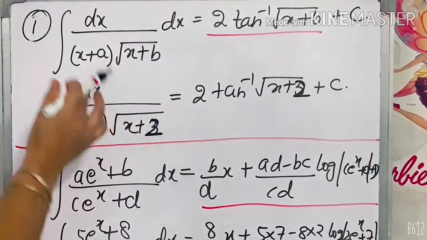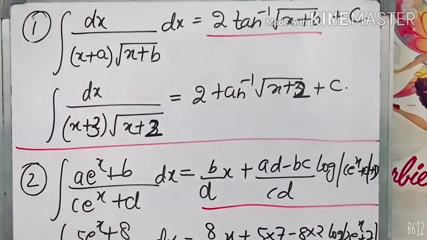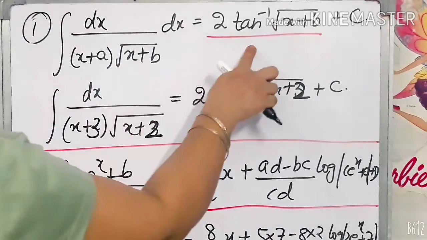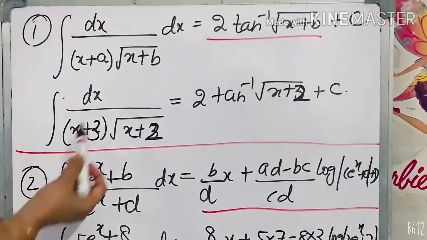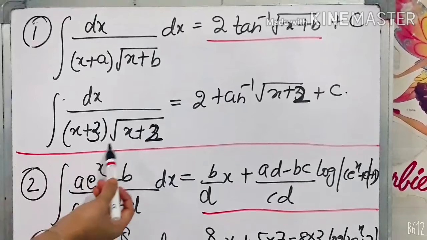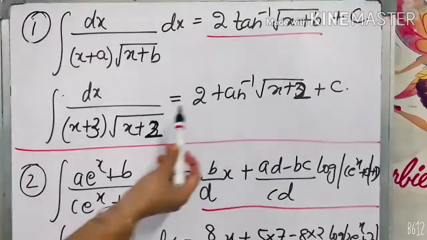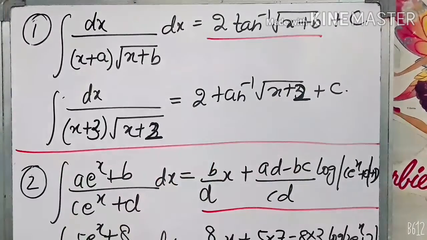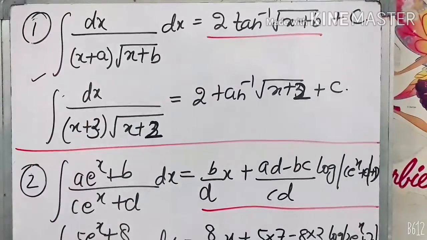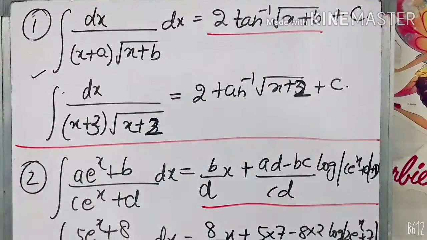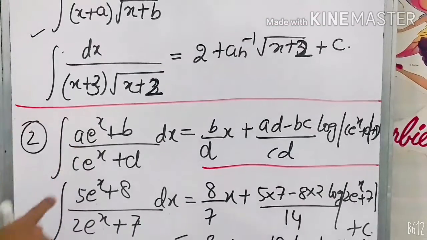Sorry, the form is like that. So what will be your direct answer for the competition? That is 2 tan inverse under root of (x plus b) plus c. I took one of the examples also. dx by (x plus 3) under root of (x plus 2) is equal to 2 tan inverse of under root of (x plus 2) plus c. This is your first form and you can get the direct answer.